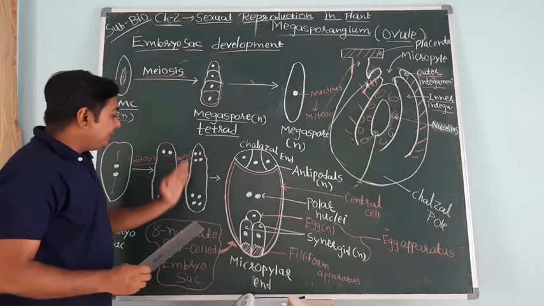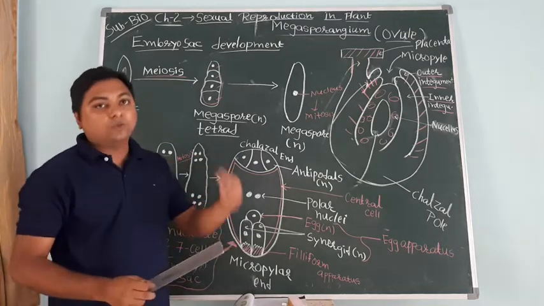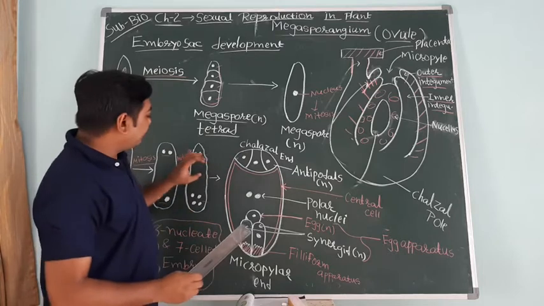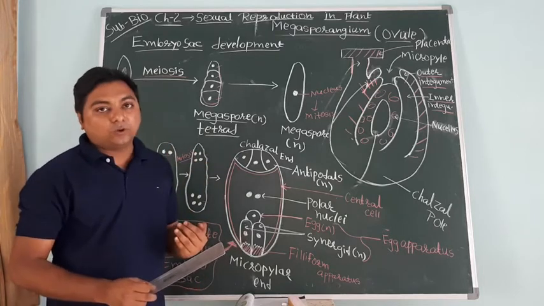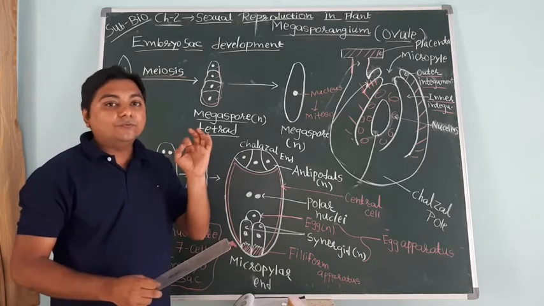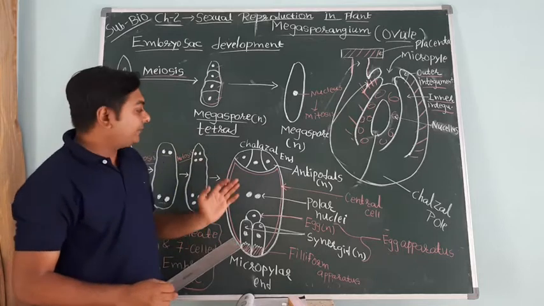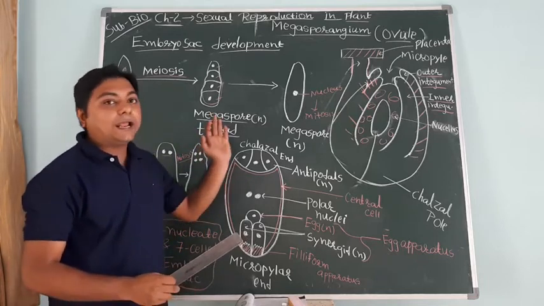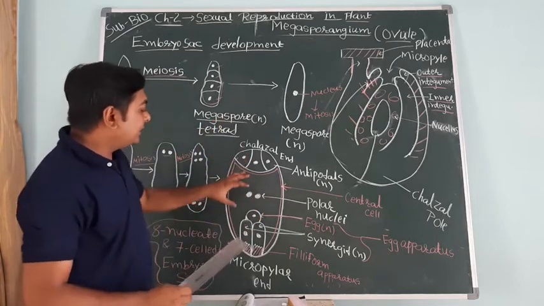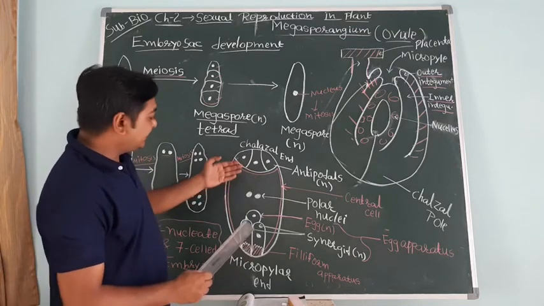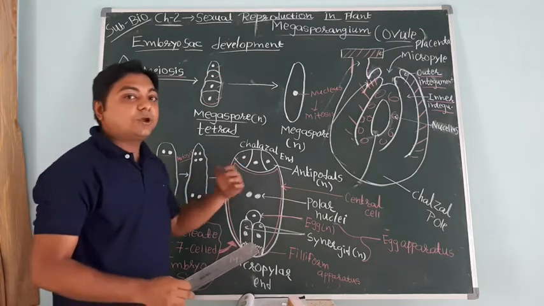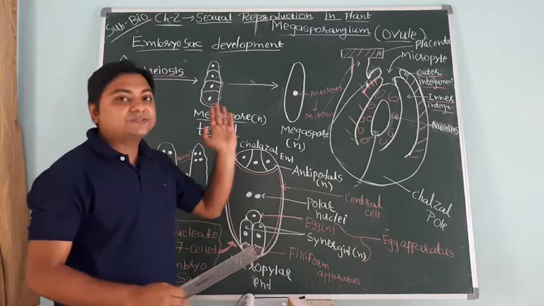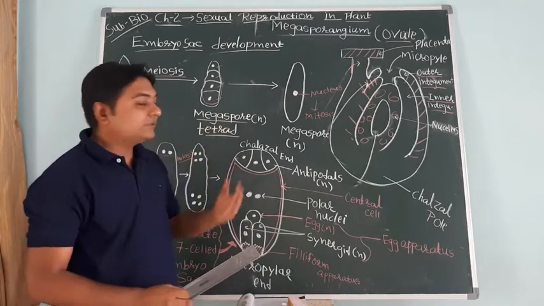Now these 8 nuclei start forming cell walls, but not all of the 8 nuclei form a cell wall. Only 6 cells form a cell wall, and it produces the mature embryo sac. Now let's learn about the structure of the mature embryo sac. This is the diagram of the mature embryo sac. After formation of the cell wall, only 6 cells form a cell wall.